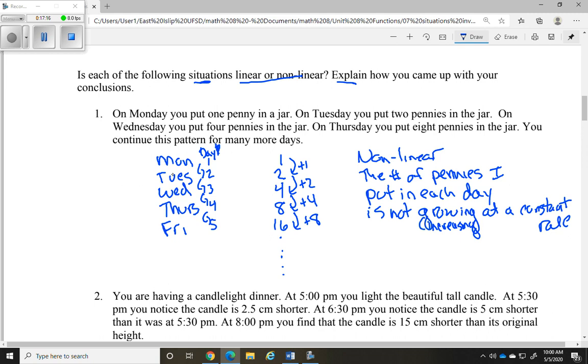If I were to write the rate of change, first I'd have 1 over 1, then I'd have 2 over 1, 4 over 1, 8 over 1, and so on. So the pennies are not growing at a constant rate. If you were to graph this, it would make a curve. So definitely not linear. It's because the rate of change is not constant.